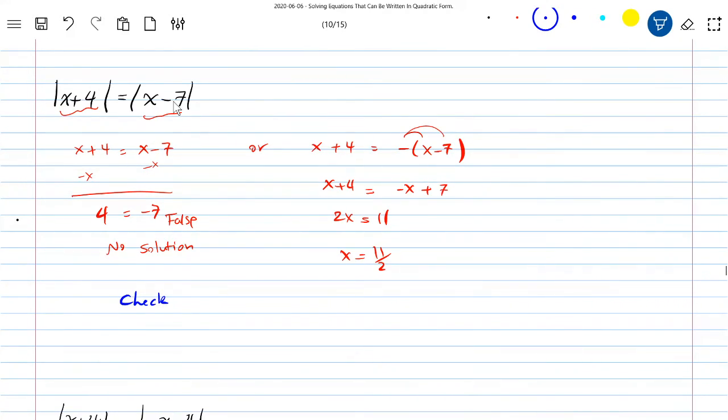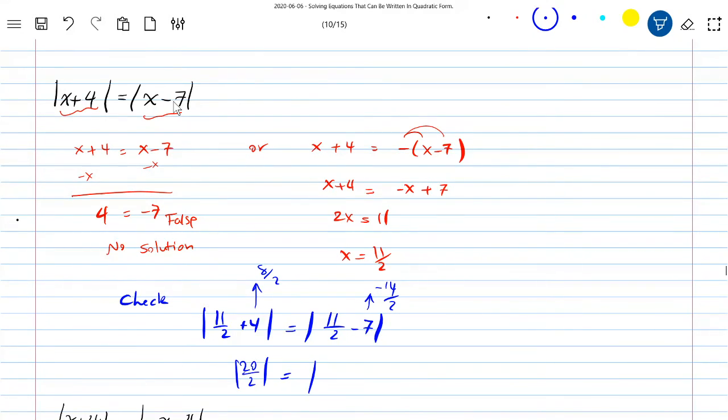If you replace 11/2, you'll get absolute value of 11/2 plus 4 equals absolute value of 11/2 minus 7. If you do common denominator, 4 is 8/2. 7 is 14/2. 11/2 plus 8/2 is 19/2. Absolute value of that. Right side is 11/2 minus 14/2.